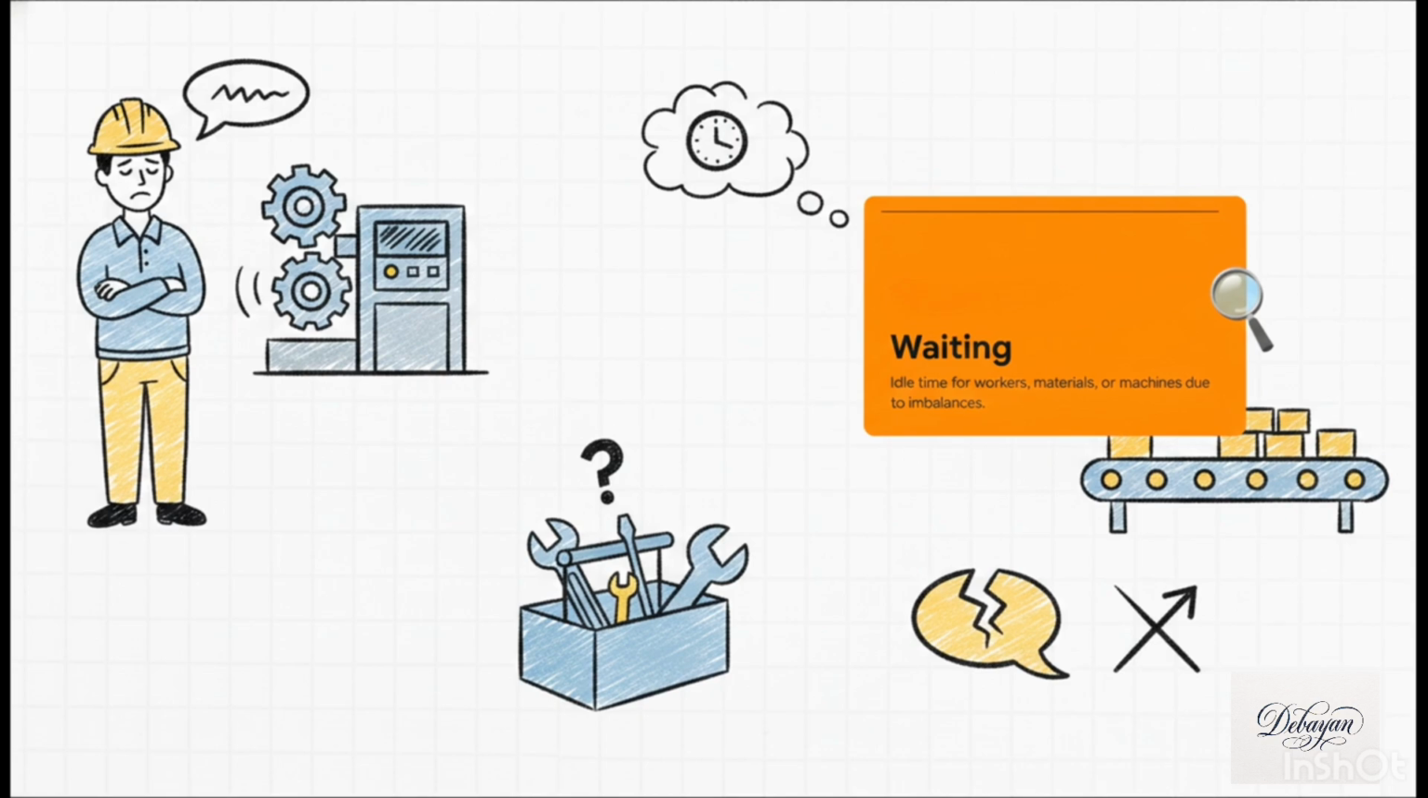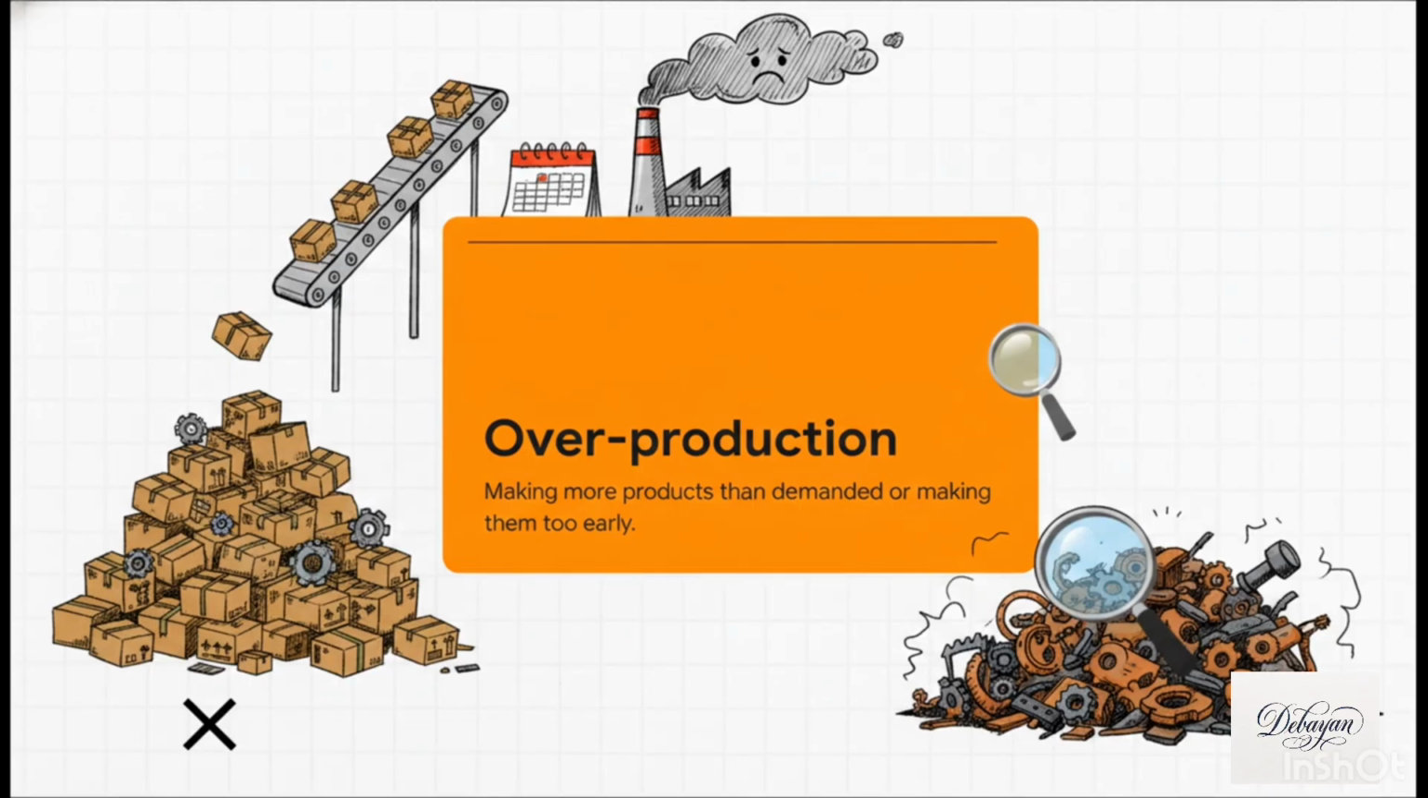Now pay close attention here, because overproduction is widely considered the most dangerous waste of all. This is when you make more products than the customer actually demands, or you make them way too early. Managers do this all the time to avoid machine setup times. They think, well, the machine's already running, let's just produce an extra 1,000 pieces. But what happens next? The customer order gets canceled or the model changes, and now you have a literal mountain of dead stock slowly rusting away in the corner.